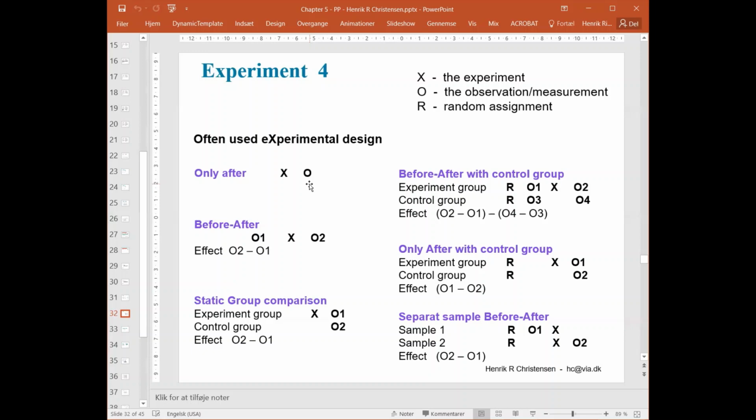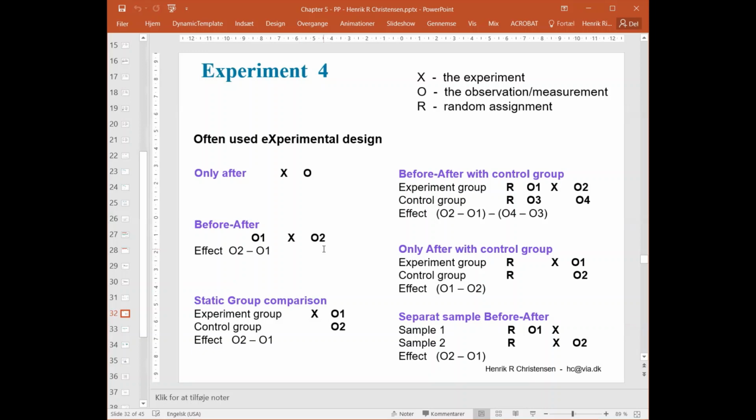Then let's try to look at another example, before and after. So O1 is observation 1. That means we are measuring people's satisfaction on the 1st of January. Then we throw in free lunch, and we are measuring people's satisfaction on the 1st of February or 1st of March or some other point in time.